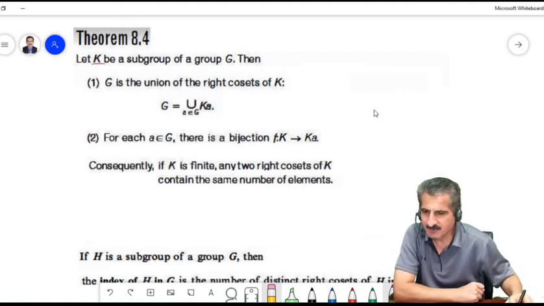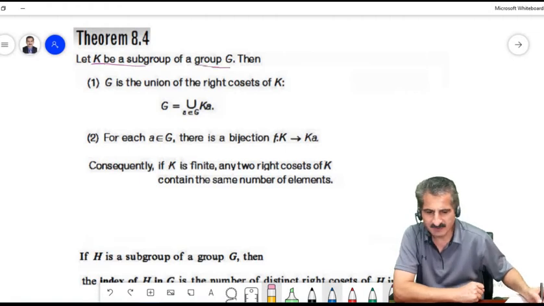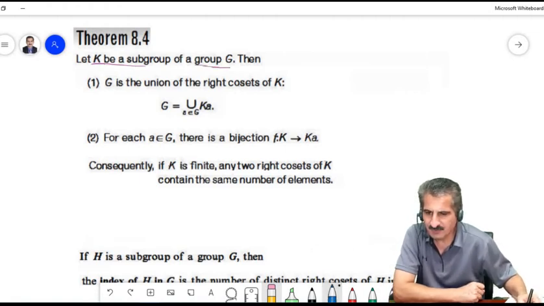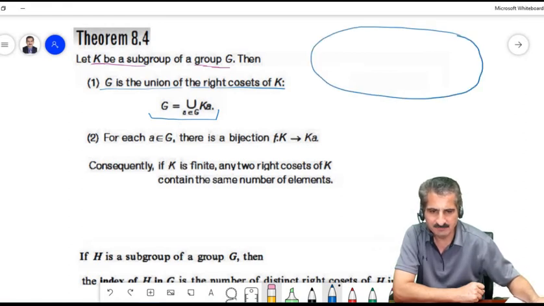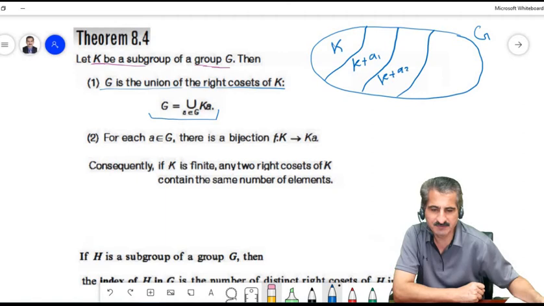If K is a subgroup of G, then what happens here? The union of the right cosets of K will give us back G. This is what we are saying here. If we have a group G, actually G will be divided into cosets. If K is a subgroup, this will be K plus a1 for some element, say a1, and we keep doing so. This is K plus a2. I'm saying plus, I'm assuming the right coset is plus, I'm used to writing this.